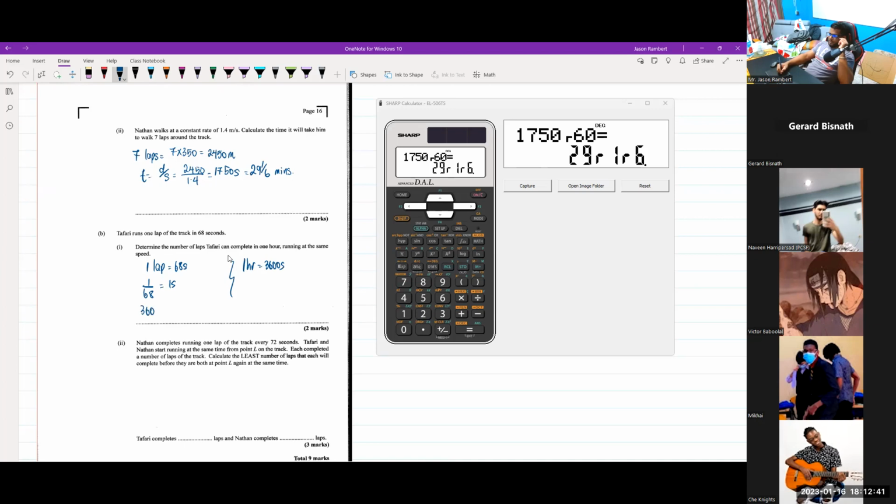So 3600 seconds is going to be 1 over 68 multiplied by 3600. We get 52 and 16 over 17, or 52.9. Leave it as a fraction now: 52 and 16 over 17 laps. He's not going to run the 53 laps for sure.